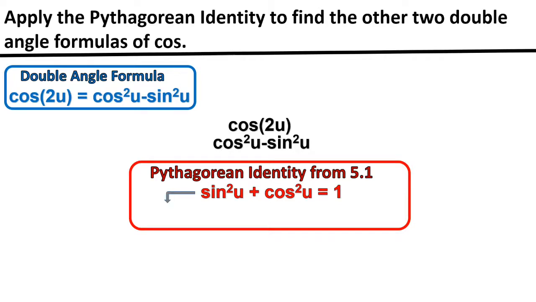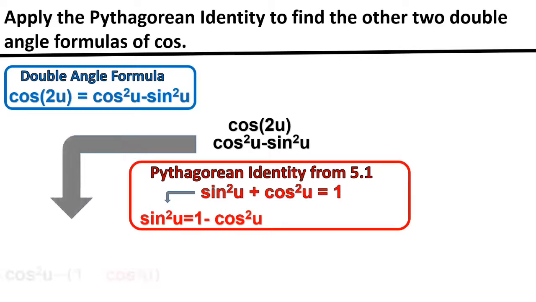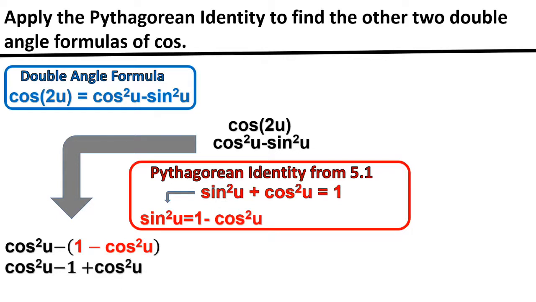If we get sine squared of u by itself by subtracting cosine squared of u from both sides, we will get. Now we can replace the sine squared of u above with 1 minus cosine squared of u. By distributing the negative, we simplify, combine like terms. We have found a second double angle formula for cosine.